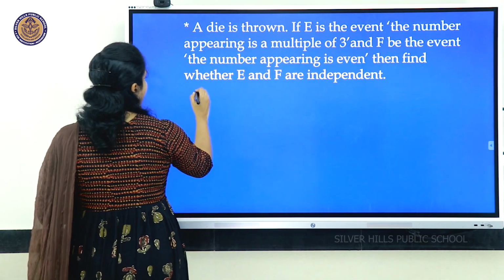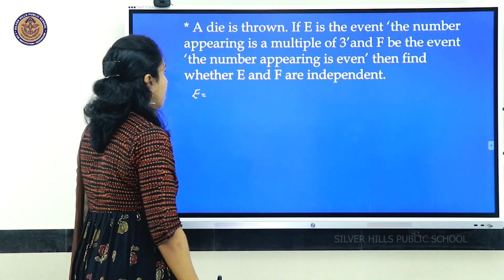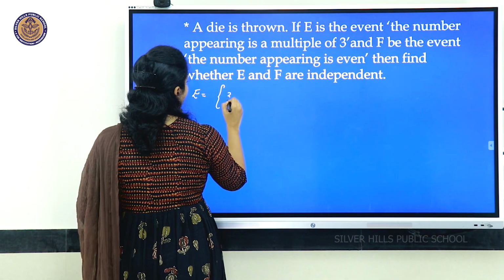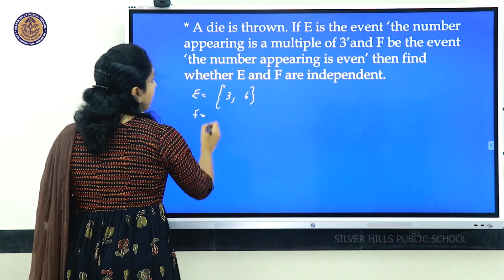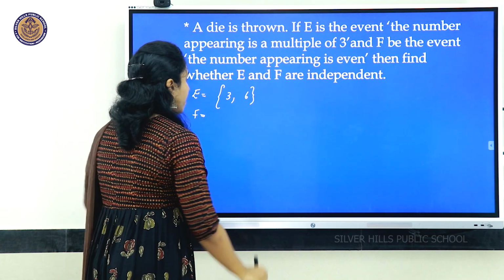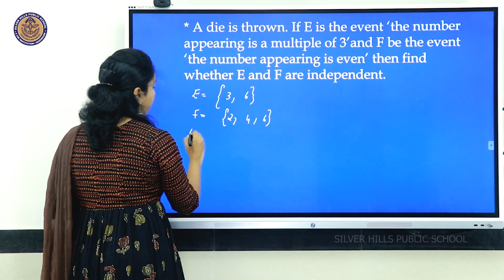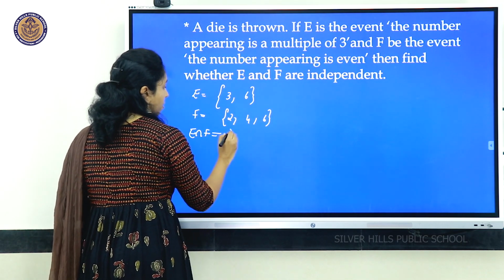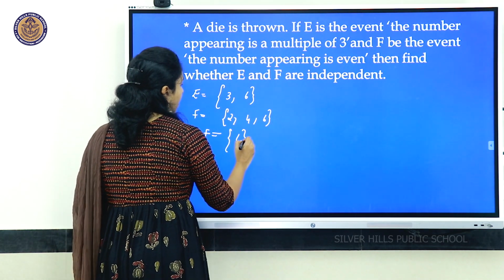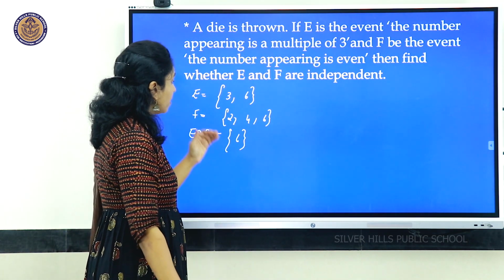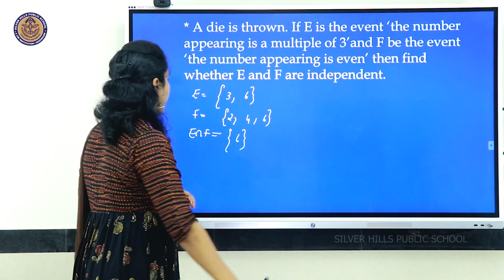So, let us write the event E. The number appearing is a multiple of 3 when you throw a die. So, multiple of 3 means you have 3 and 6. And what is event F? The number appearing is even. So, you have 2, 4 and 6. We will find E intersection F also. What is a common element here? The common element is 6. Multiple of 3 and even number. So, that is 6. E intersection F is 6.